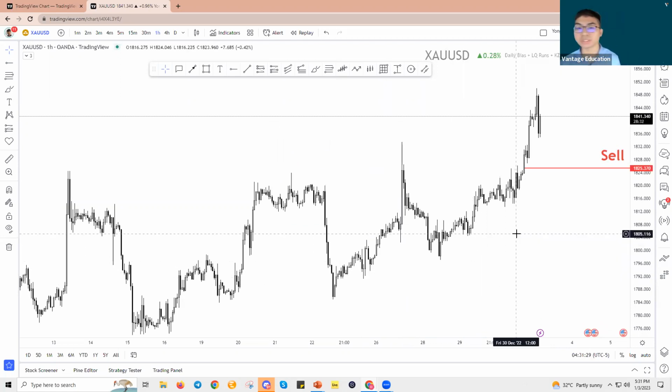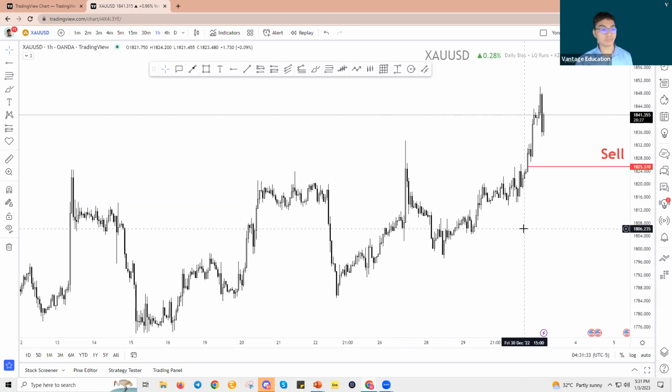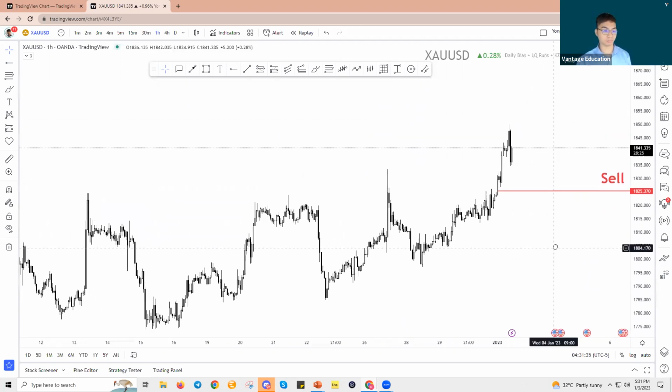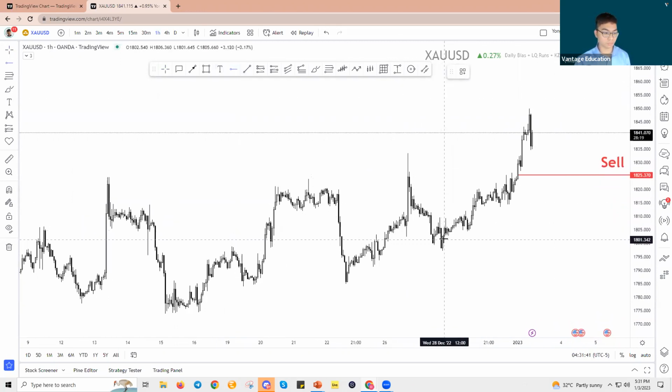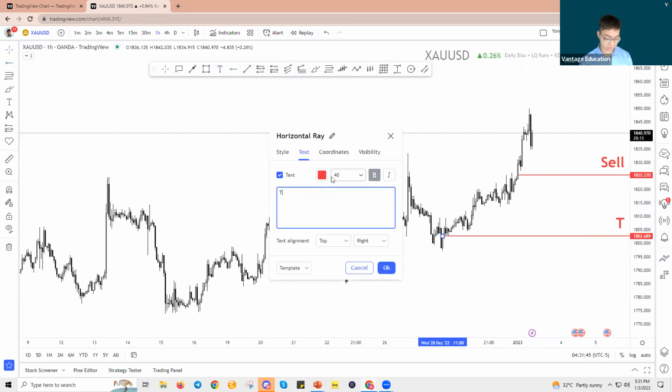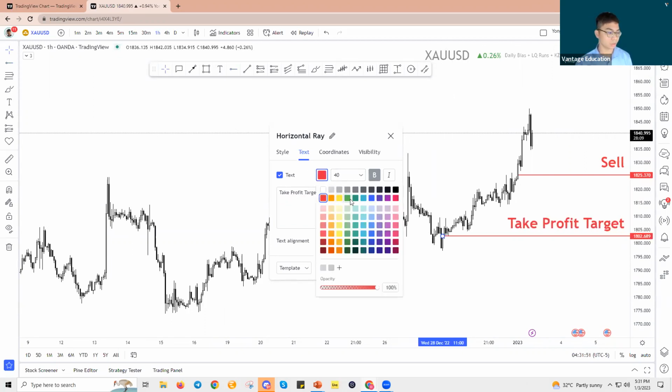Did you put a stop loss? That's a very, very important thing. A stop loss is very, very important. So you're trying to take profit at 1800. You're aiming for an area roughly right here. Take profit target. Let me change it to green.